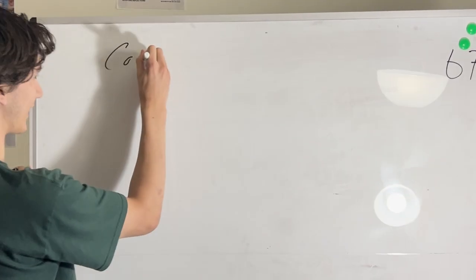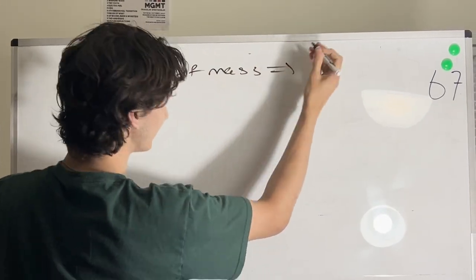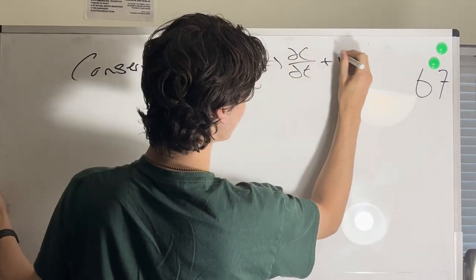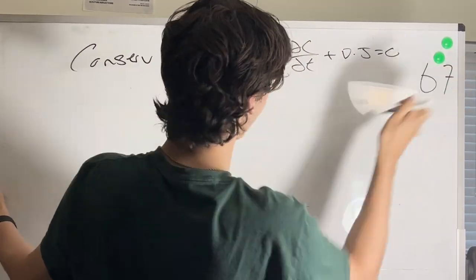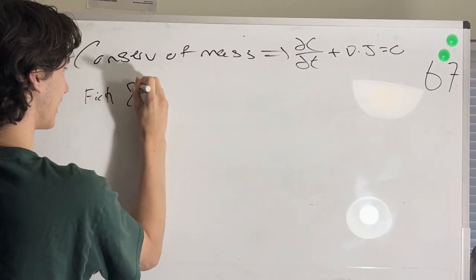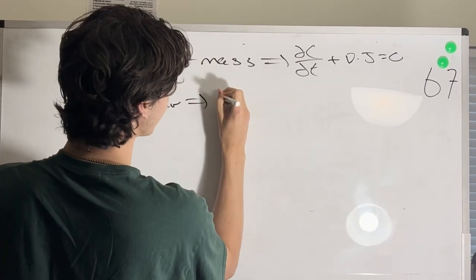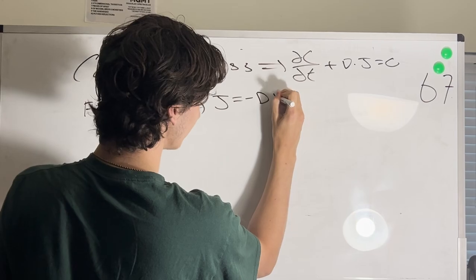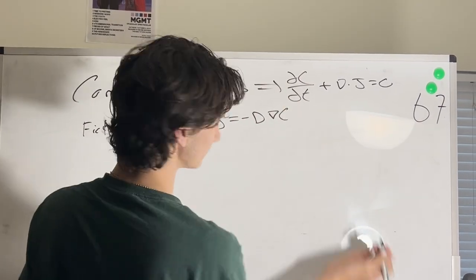Okay, so conservation of mass, right? Conservation of mass gives us the partial of the concentration with respect to time plus the gradient of flux equals 0. But we also know Fick's first law, right? Fick's first law gives us J equal to negative D times the gradient of C. This is what we're learning in class.